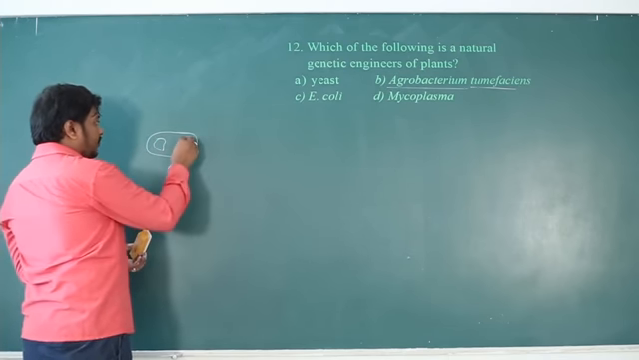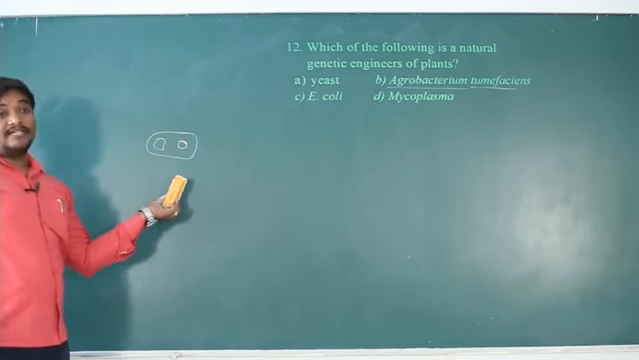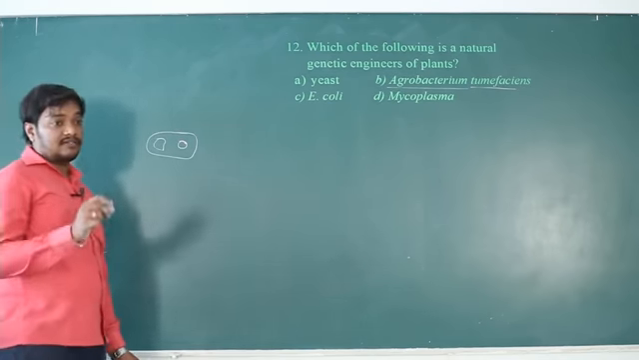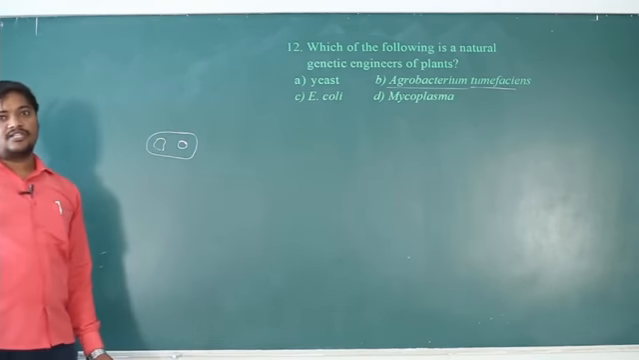Remember, they are going to use a disarmed Ti plasmid, otherwise it can cause the disease. Agrobacterium tumefaciens is able to cause disease in plants, especially in dicot plants. It causes a gall disease called crown gall.